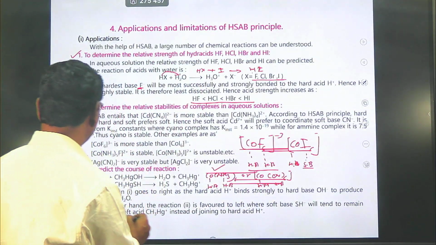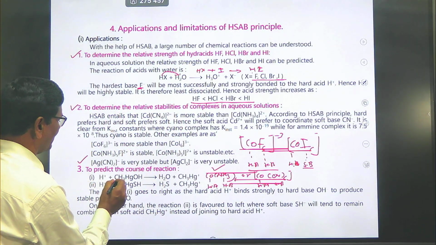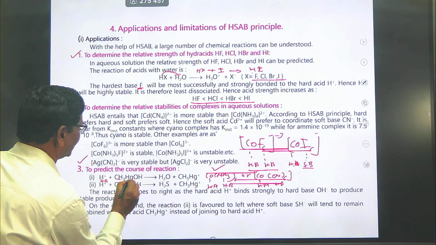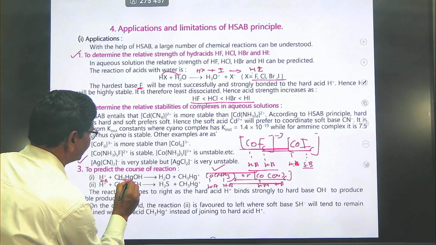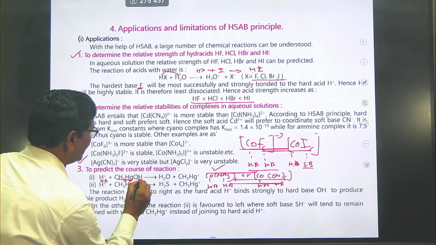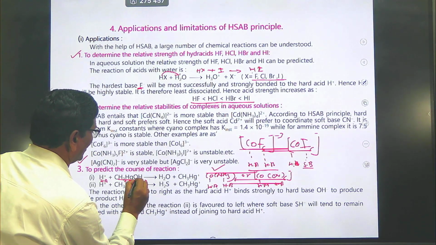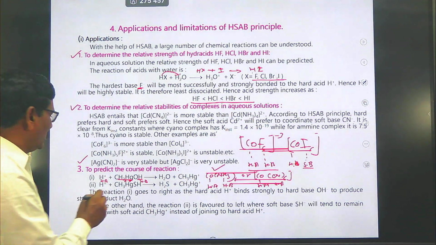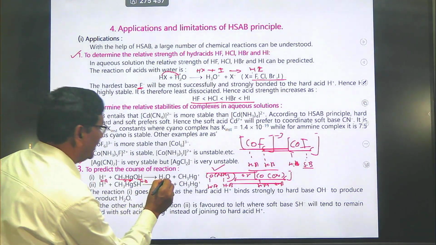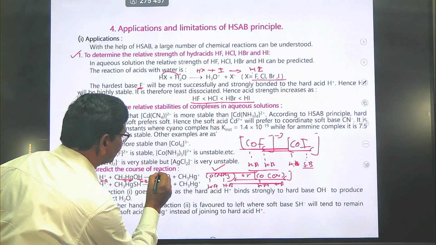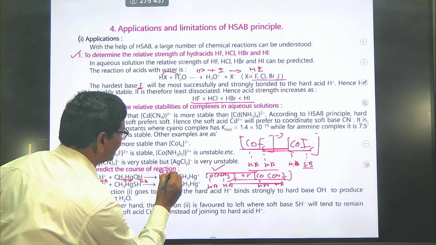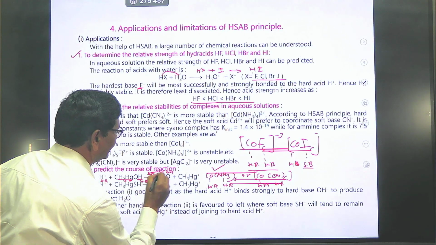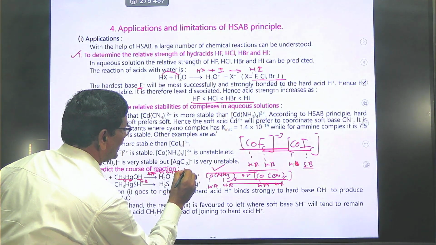For example, if you take hydrogen combined, this is the hard acid, and if you take this, it is the soft acid, and this is the hard base, OH is a hard base. Here the soft and hard combination is odd. Therefore, if you observe, H2O is nothing but H and OH. Hydrogen is a hard acid and OH is the hard base.